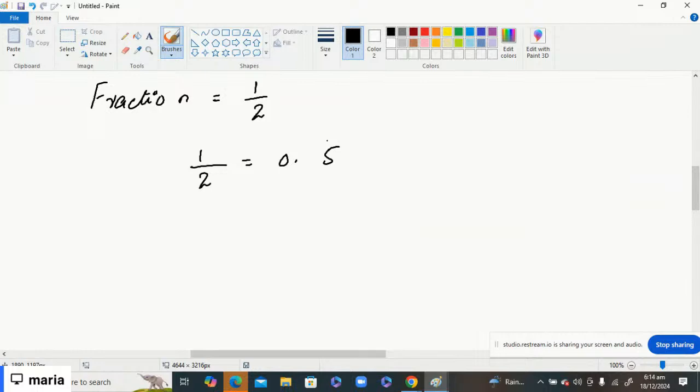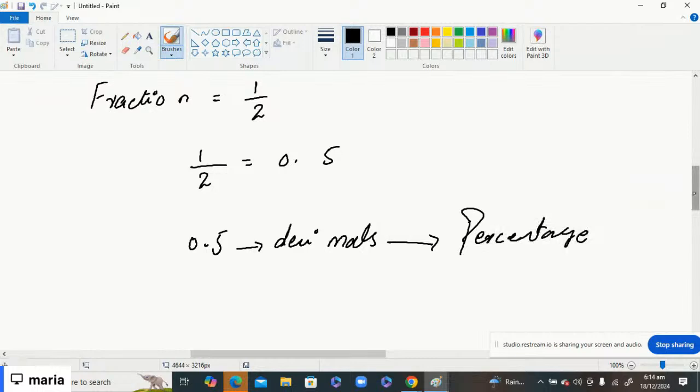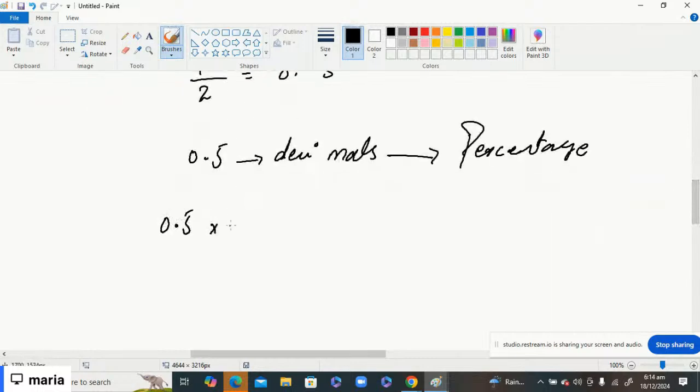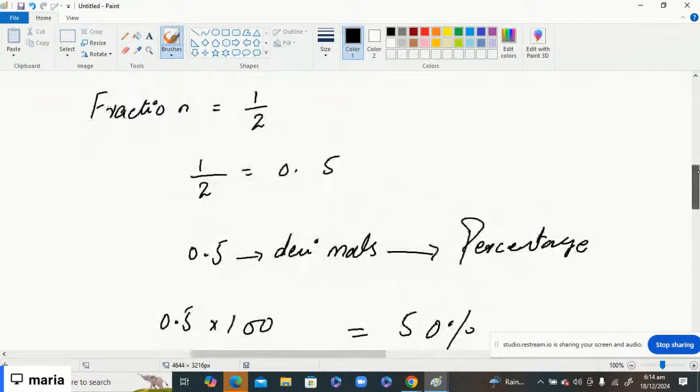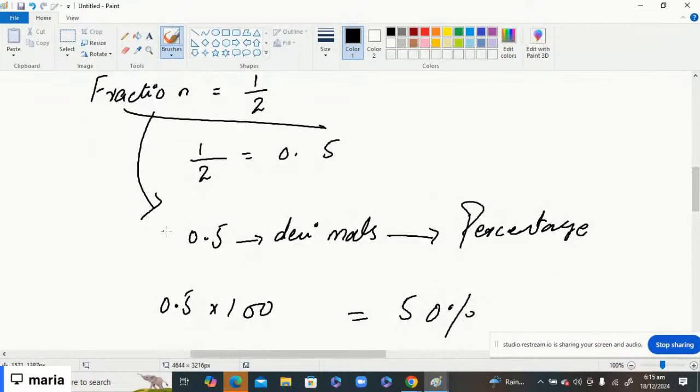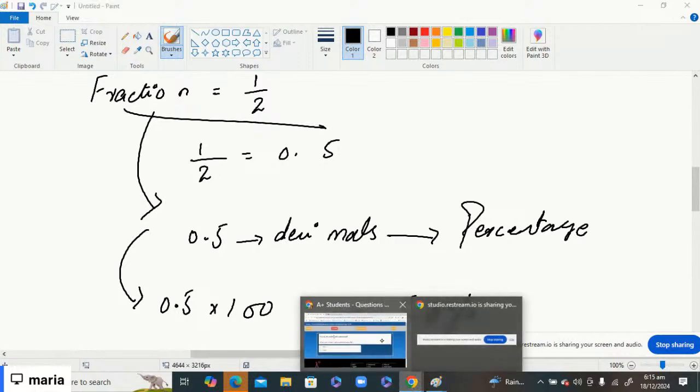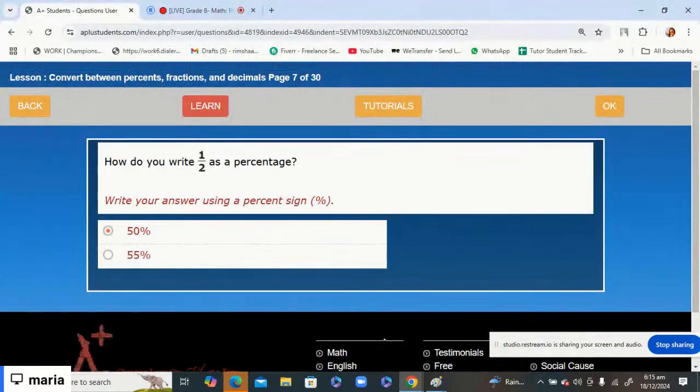Now the 0.5, this is the decimal. How to convert a decimal into a percentage? I already told you about that. This is basically multiplication by 100. That becomes 0.5 times 100, which is 50%. So look here, this is the procedure one by one. This is in the form of a fraction. First we convert into a decimal, then to a percentage. We follow 3 steps and then we get our answer 50%.